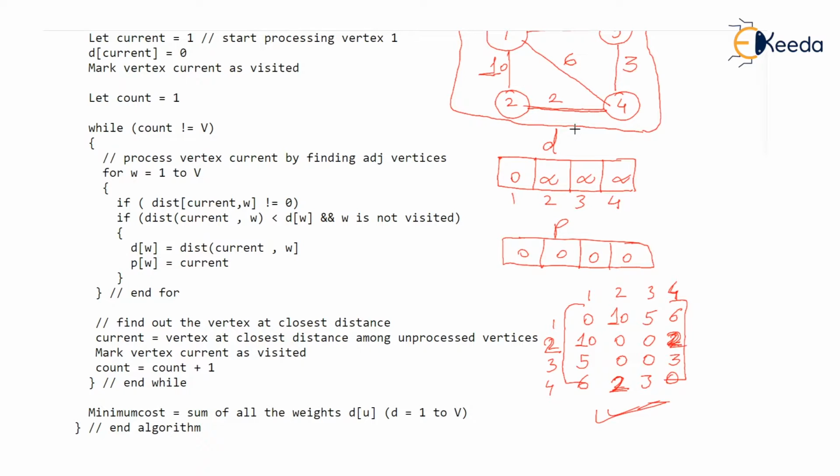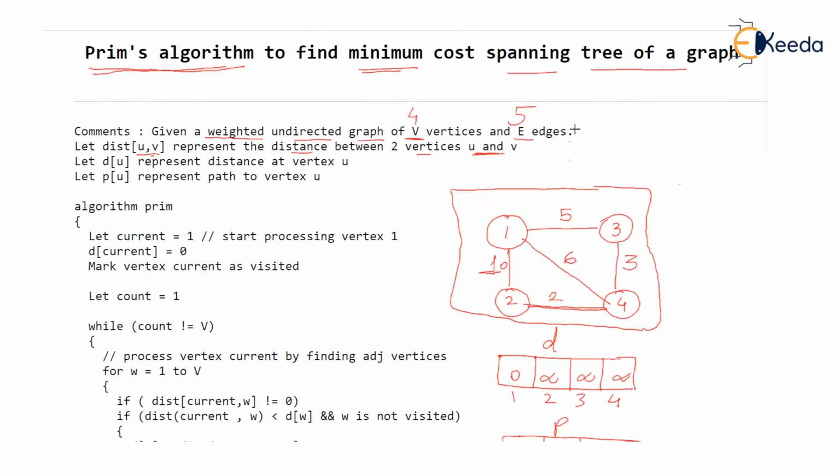Now what else? Let's read the comments. We know what this dist matrix is now. Now d[u] represents the distance at vertex u. You recall in our method, we said every vertex has a variable called d. And d for the first vertex was 0, but for other vertices, d was infinity, isn't it? For all other vertices, d was infinity.